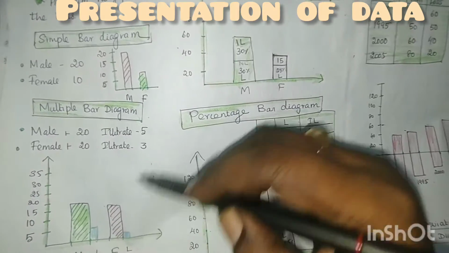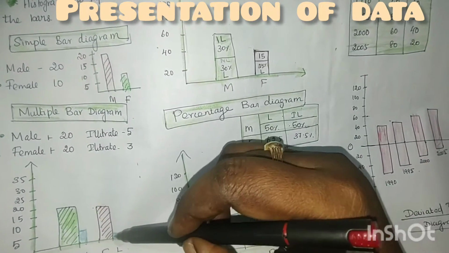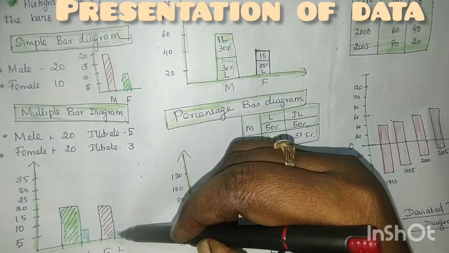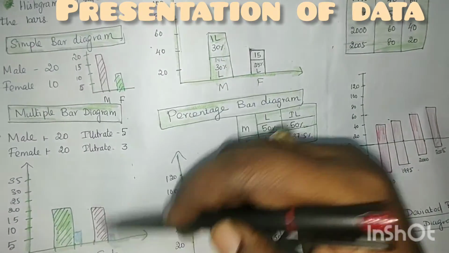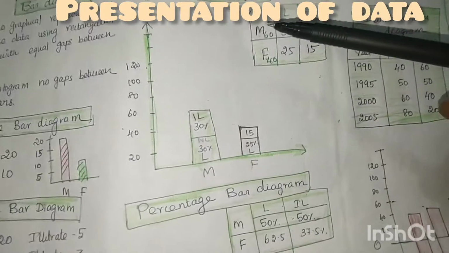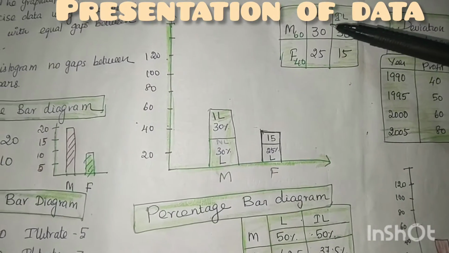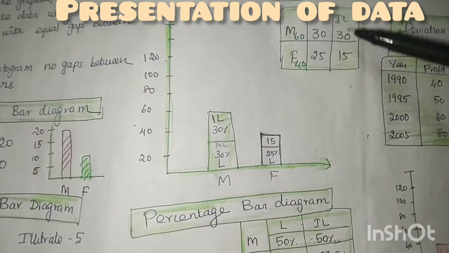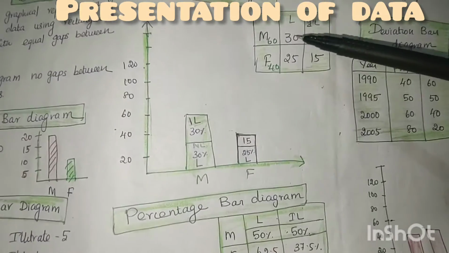This is the one, and then the non-literate female is only 3, so until 3 you can mark the column. So it is called the multiple bar diagram. Right or not? Then what is called the subdivided bar diagram? In a subdivided bar diagram, they show literate and non-literate, male as well as female. You could see the data.